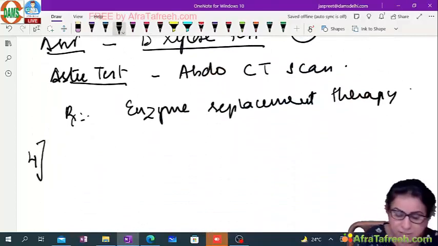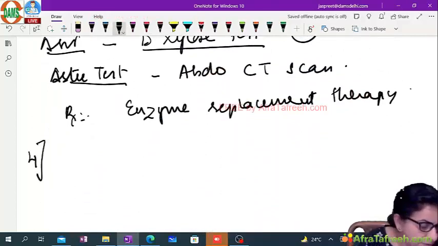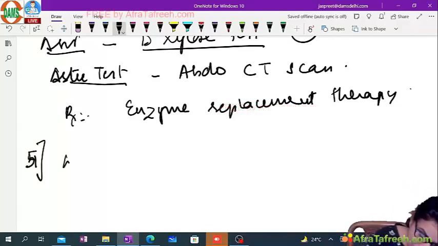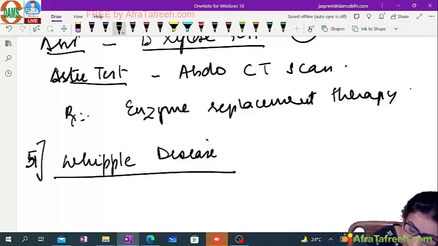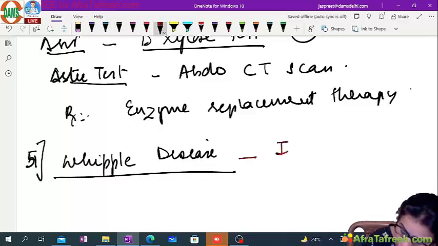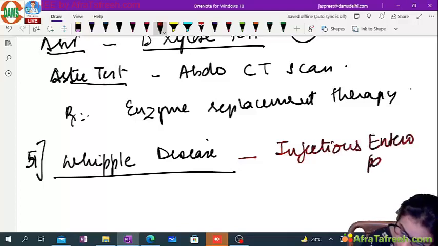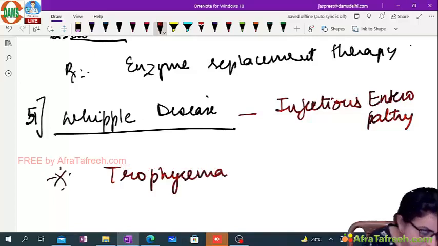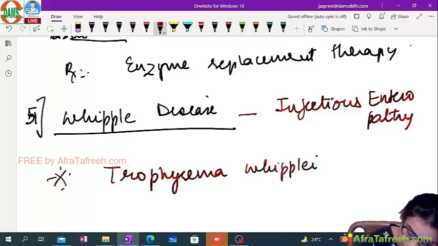Coming to the last cause, the fifth cause. So I have covered celiac, tropical sprue, lactose intolerance, pancreatic insufficiency, and the last, fifth cause is Whipple's disease. Whipple's disease is also called infectious enteropathy. It is caused by a bacteria called Tropheryma whipplei.